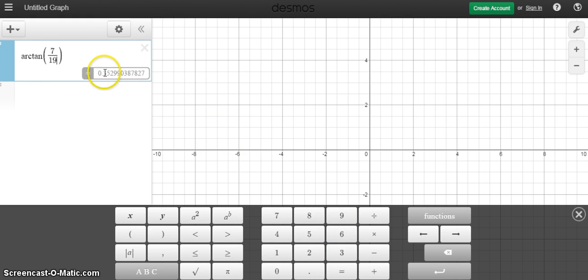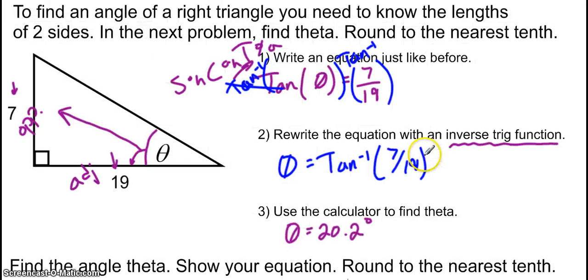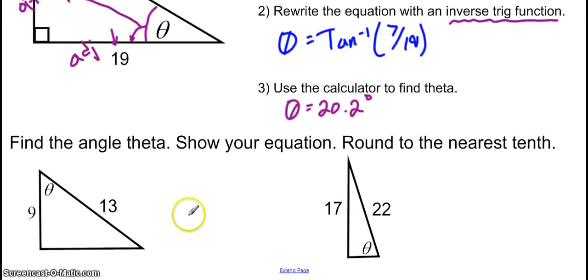And I get 0.35. Wait a second. I don't think I'm in degrees. So let me go over to the tools, the graph settings, put myself from radians to degrees, and there we go. My answer is 20.22 degrees. Again, if you've got internet access, this is a much easier tool to use than maybe the Windows calculator or Google calculator, desmos.com.